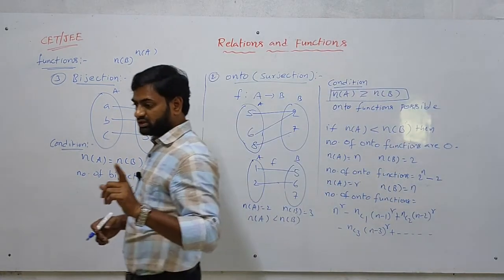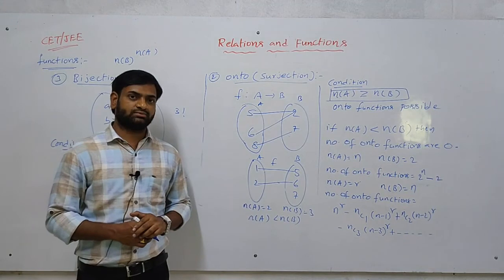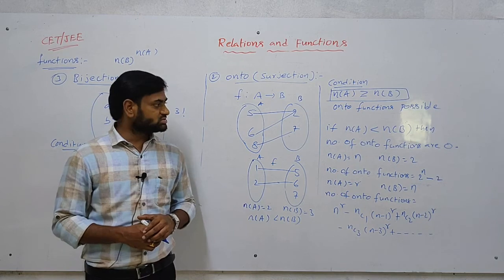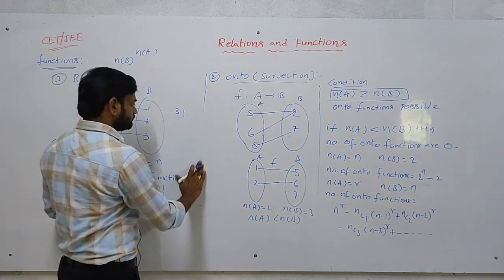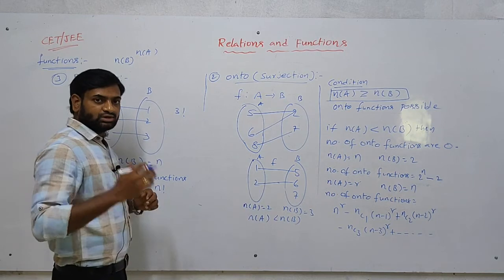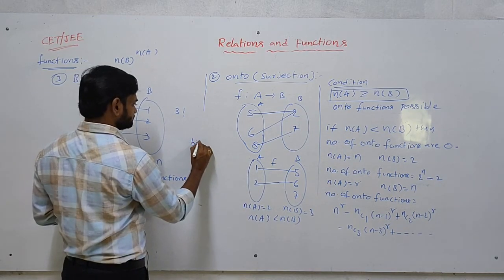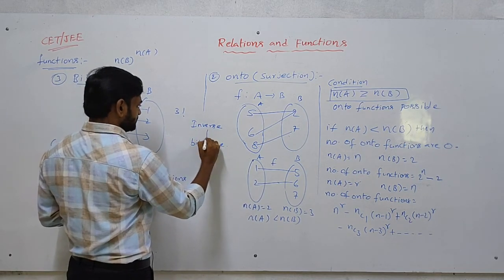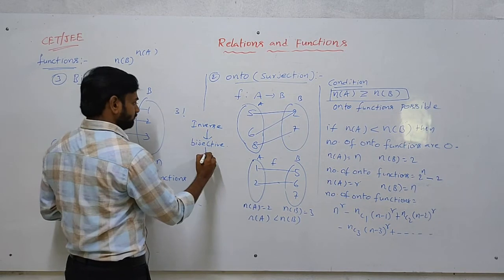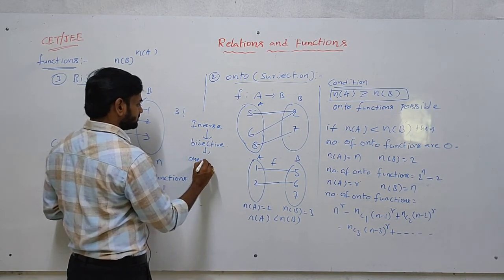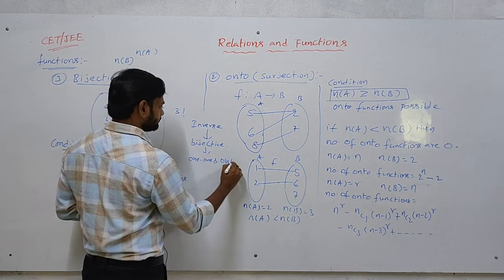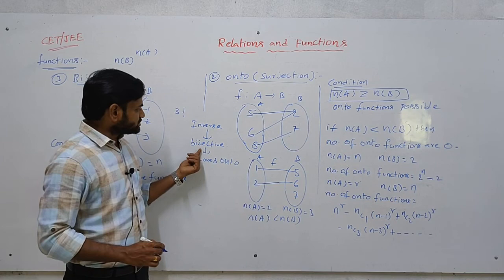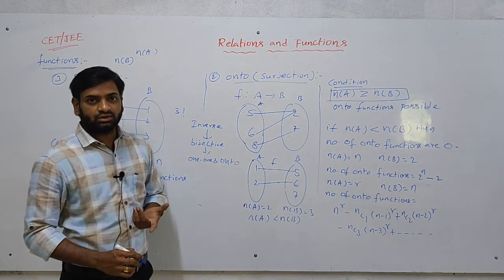Now see here, one more point. What about the inverse? For the inverse to exist for a function, it should be bijective. When it is bijective, the function is both one-one and onto. When it is bijective, its inverse exists. Then we can find the inverse.